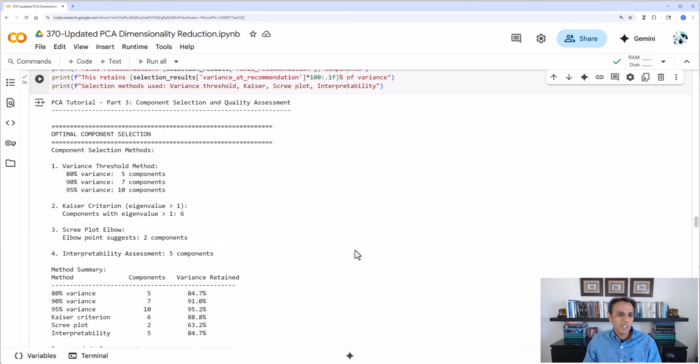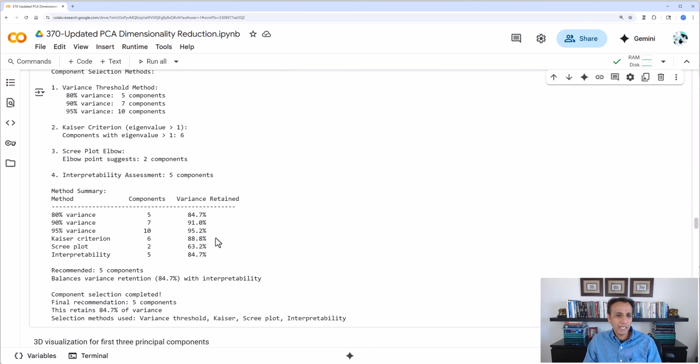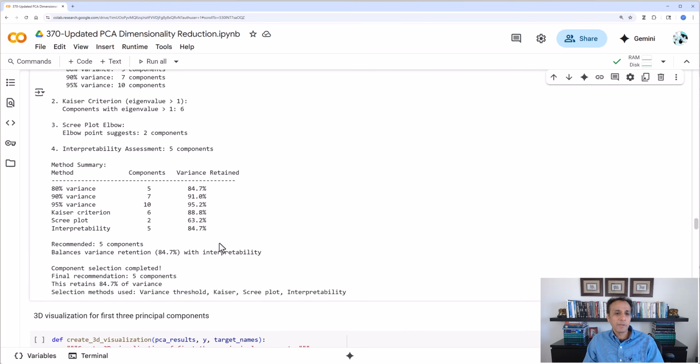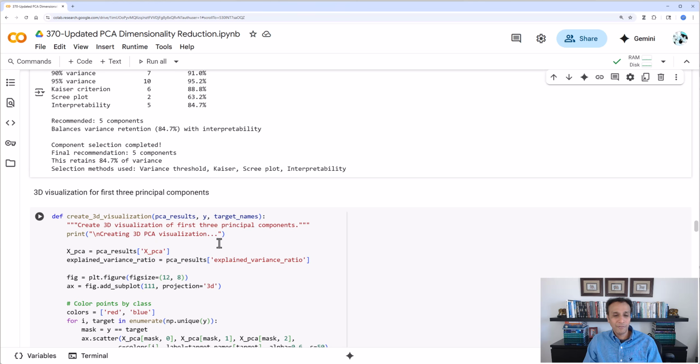So that's one way. In fact, the best way would be how much variance you want to retain. That's one way of picking how many. Kaiser criteria is also good. You'll end up with 6. Scree plot elbow points to only 2 components because the third component is already flattening out. So maybe if you take 2 components, you're good. And yeah, I think that's the summary of that block of code.